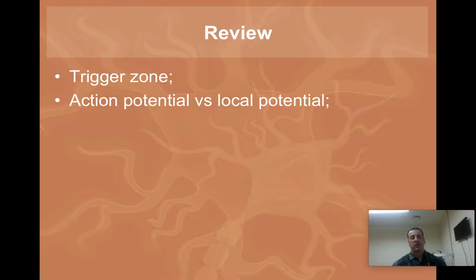Action potential versus local potential, they're really kind of the same, right? Action potential means action down the line, right? So you're moving action potential in one direction. Local means what's happening in one particular area. Why is it a local potential? What is the result of a local potential, and how does it result maybe in an action potential?